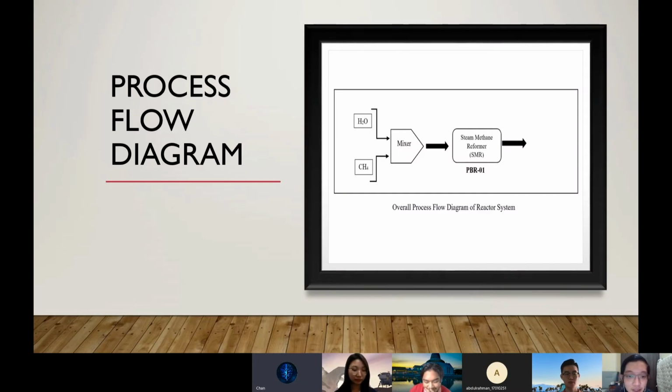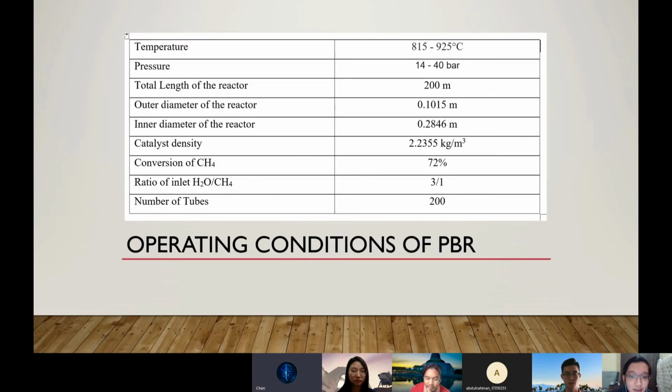Okay, now I will be presenting my part on the reaction engineering part. Firstly, for the process flow diagram, we use a mixer and a PBR, packed bed reactor, for our reactor system. We take our inlet CH4 from the separation process, added with our water, to go into the mixer.